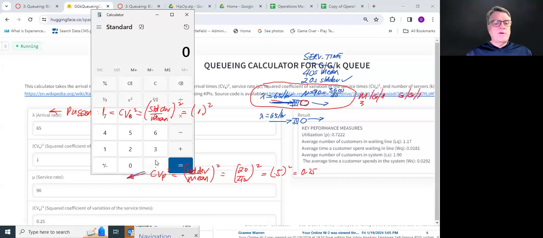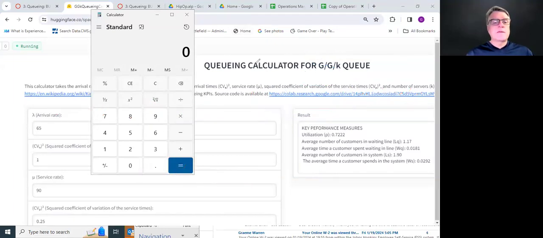Let's just see what 0.0, let's clean that up a little bit. So let's have a look at this: 0.0292. Now this will be in hours because the arrival and service rates were expressed in hours. So if you want to get it in seconds, you're going to multiply this by 3,600. So it comes back at 105 seconds. So that's less than a 2-minute wait in system. So from the time of arrival to the time you have your drink in hand, 105 seconds.